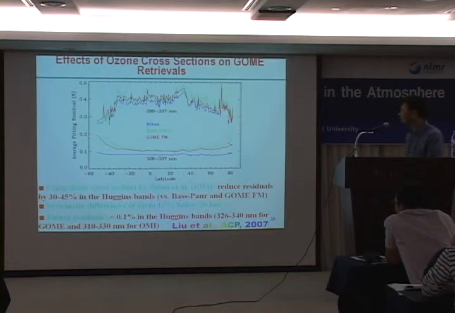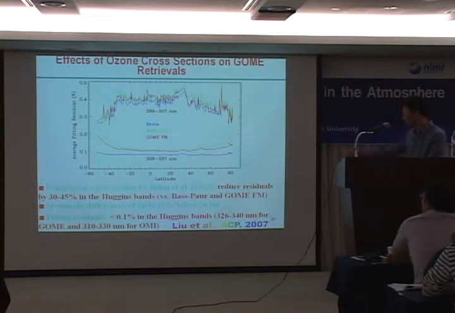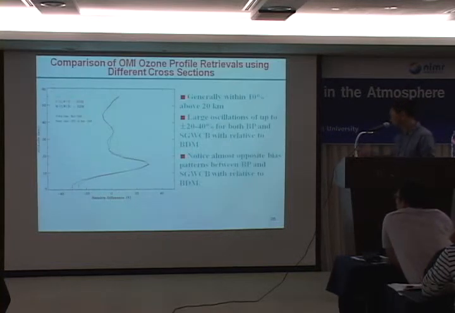Just to show you quickly the importance of the cross sections. Here, we are comparing the fitting residual using different cross sections. By using the BDM, the Brion cross section can give you a much better fitting residual. Recently, we did the same exercise with GOME data, trying different ozone cross sections: the BDM cross section, and also the recent high resolution cross sections.